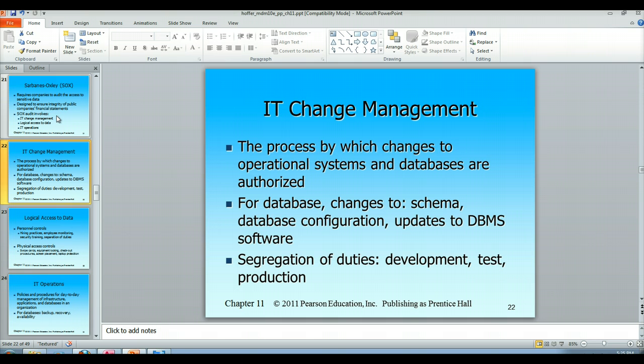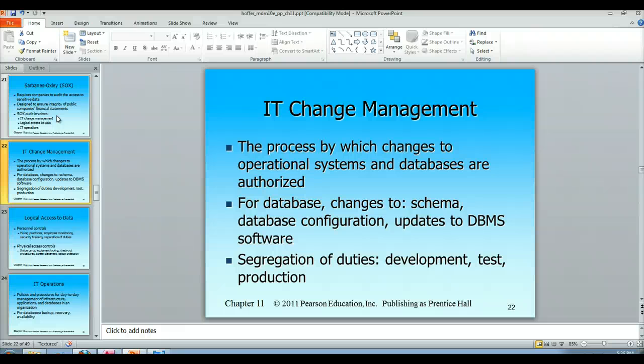So when it comes to IT change management, this is the process by which changes to operational systems and databases are authorized. Changes are dangerous. I like to compare this to when you're driving a car and you're changing lanes. All is well when you're driving along and you are pretty safe when you're staying in your lane and everything is good. But as soon as you need to take on the task of actually changing lanes, this is when you, one, have to take your eye off the road where you're driving and look into the lane that you're moving into, which could cause you to swerve. All sorts of bad things can happen when you're changing lanes.